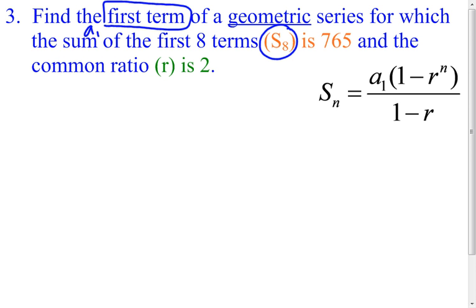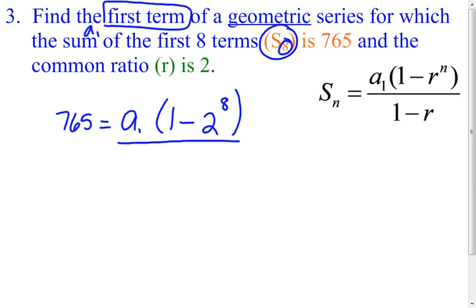Okay, so I will plug in what I know, and what I know into this formula is that the sum is 765. I don't know the first term. That's my goal of trying to figure that out. 1 minus, my ratio is 2. I am summing up 8 terms, so my n will be 8. All over 1 minus r, which of course is 2. Okay. So when I simplify this just a tad, then I have my first term.